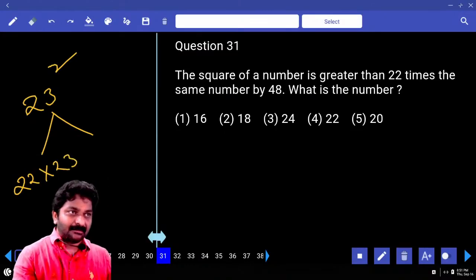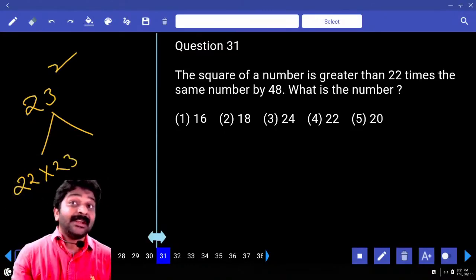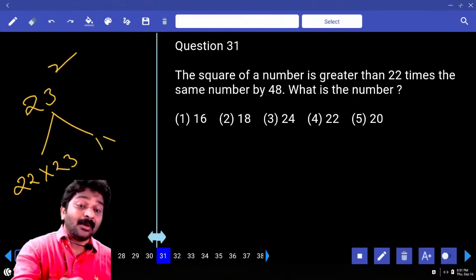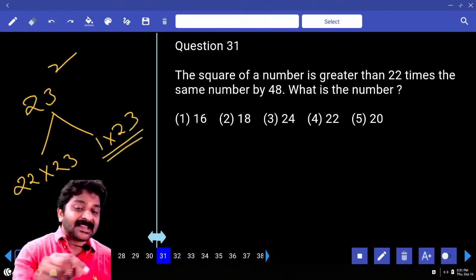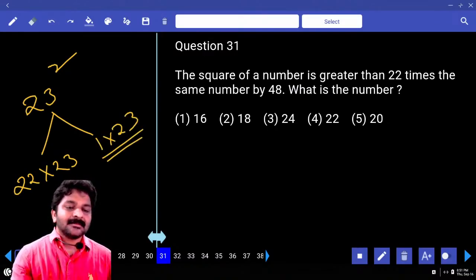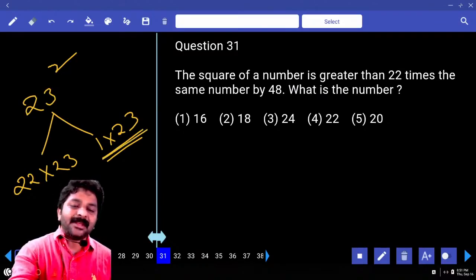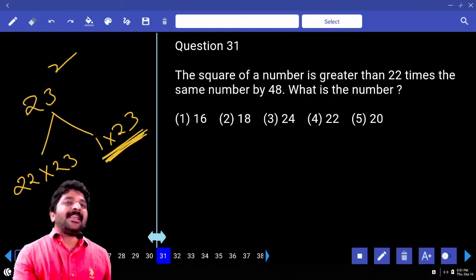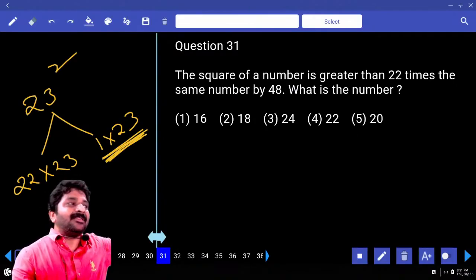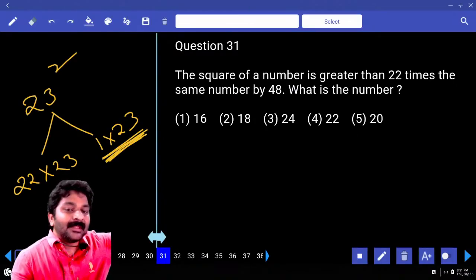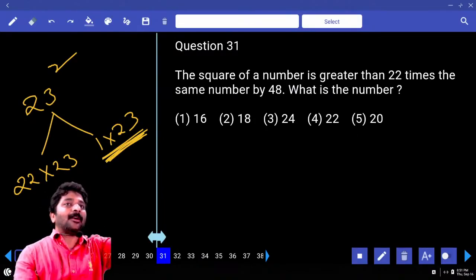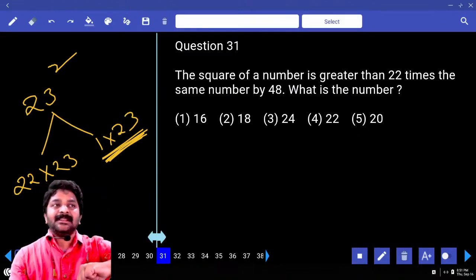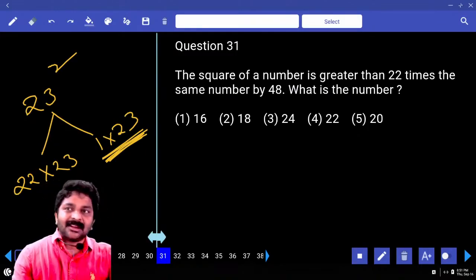22 times of the number plus how many more times we need to write? One more time. So how much extra number do we have? According to the information, the square of a number is how much more than 22 times of the number? 23 more. But how much is the number given in the question? So 23 is not the right number.